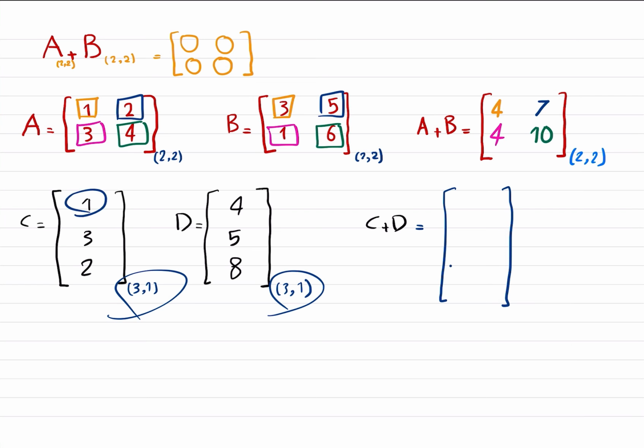Okay, here the first element is 1, here the first element is 4, it will be 5 here, and here the second element is 3, and here the second element is 5, it will be 8, and here the third element is 2, and here the third element is 8, so it will be 10. Okay, and it's our new matrix, and the order of this matrix is like the other matrices C or D, so it will be 3 by 1.